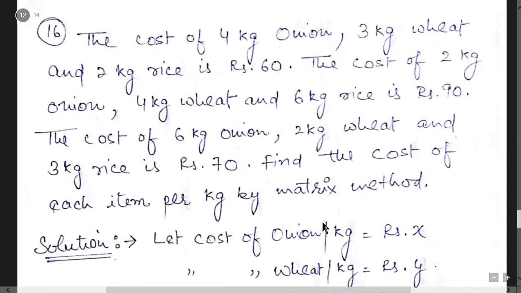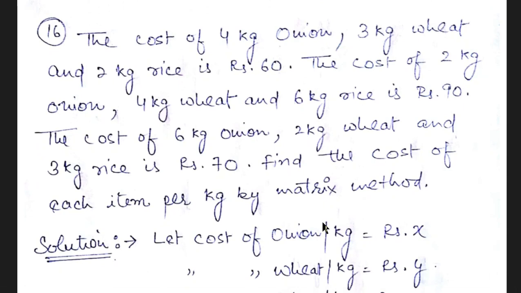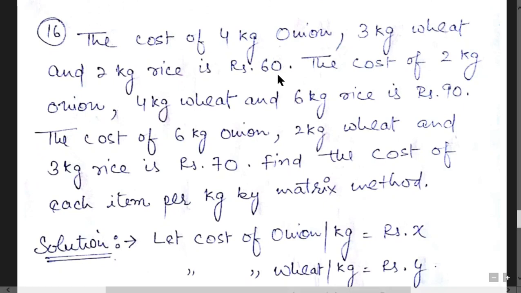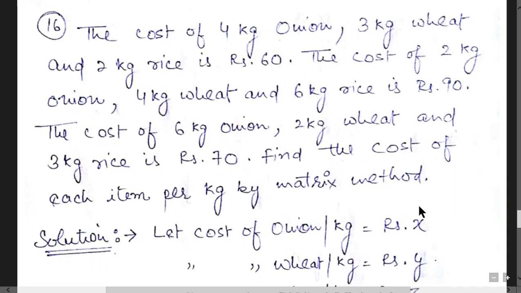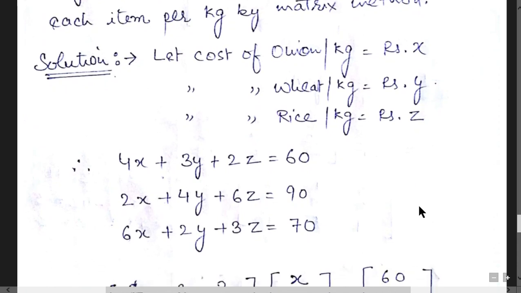The last question of this exercise is with the statement part. The cost of 4 kilogram onion, 3 kilogram wheat and 2 kilogram rice is rupees 60. Similarly, a second statement is given to you and a third statement is given to you, and you have to find the cost of each item per kilogram by the matrix method. Let the cost of onion per kilogram be rupees x, and what about wheat? It's rupees y, then rice rupees z.